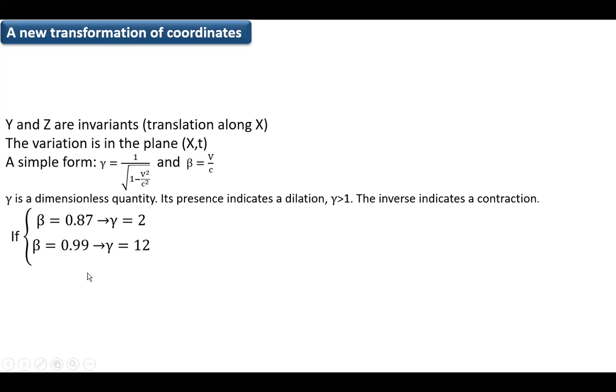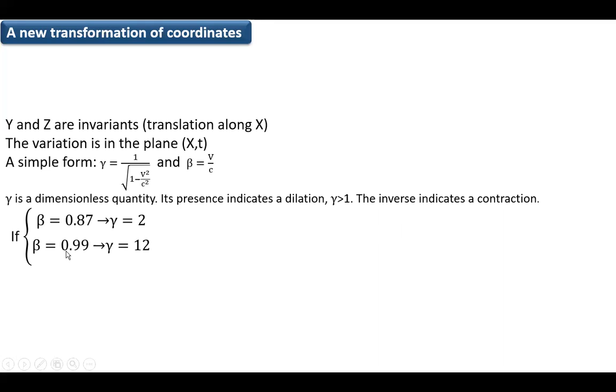Here are some numerical examples. If beta is equal to 0.87, it means the velocity v is 87% of the speed of light. So the speed is 0.87 c, or 87% of the speed of light. In this case, gamma is 2. So if your quantity is dilating, it will become a double quantity. If it is contracting, it will become half the quantity.